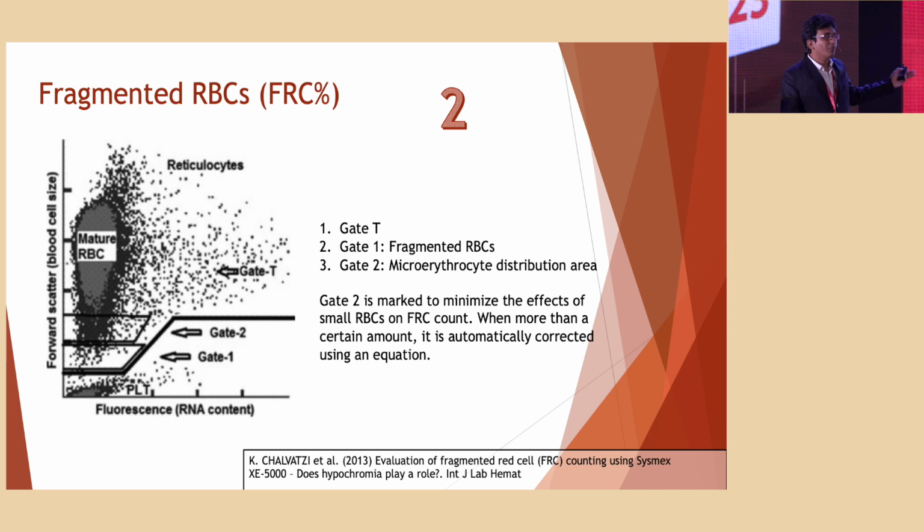This is the second type of analyzer, in which the x-axis shows fluorescence and the y-axis shows forward scatter. First a gate is drawn, gate T, which demarcates RBCs from platelets. After that, another gate is drawn, gate 1, which shows the number of schistocytes corresponding to the number of RBCs.